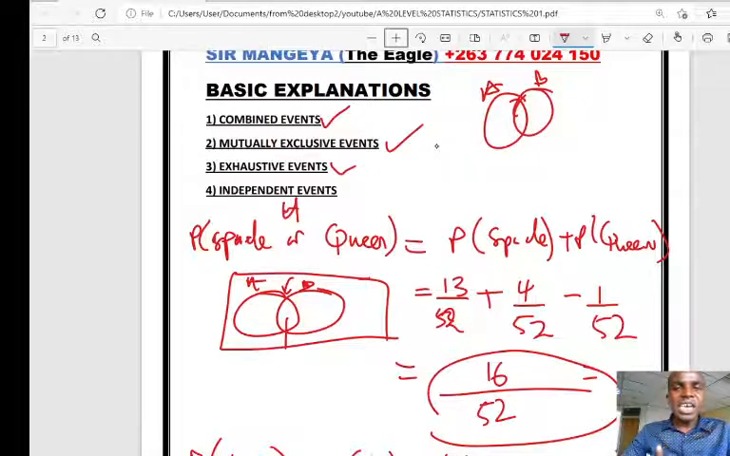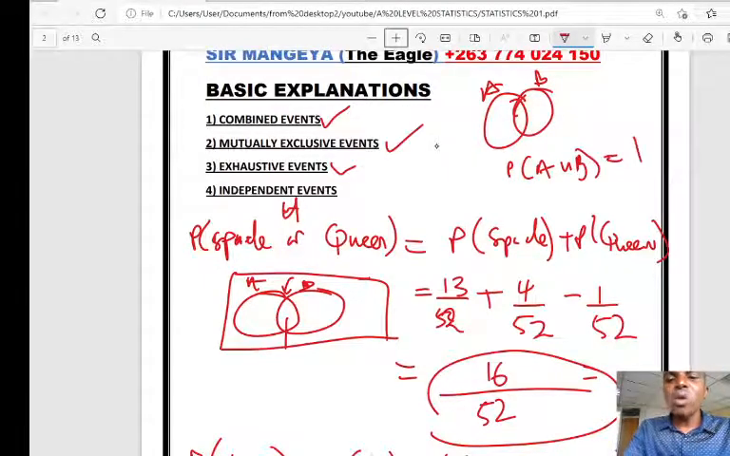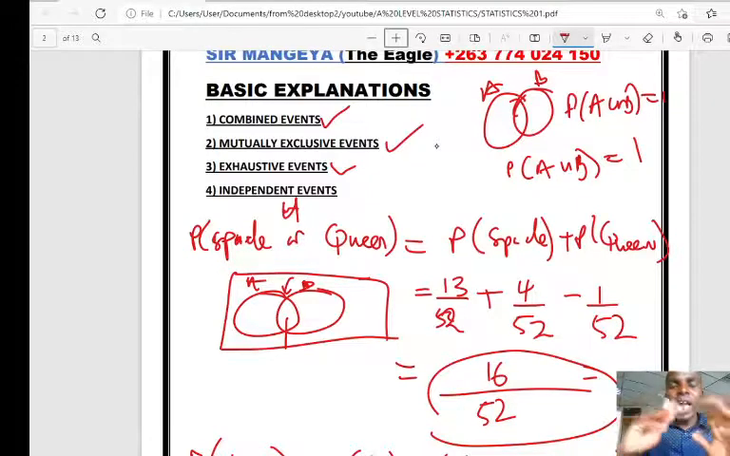There's nothing outside set A and set B. These are called exhaustive events. This means that the probability of A union B is supposed to be 1, or probability of A or B equals 1. Union means all. So A and B make up the universal set.